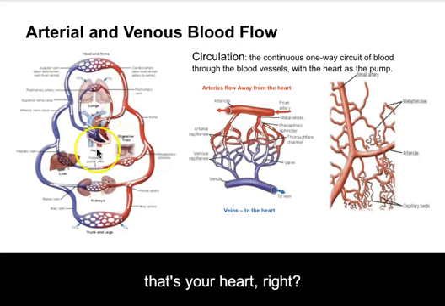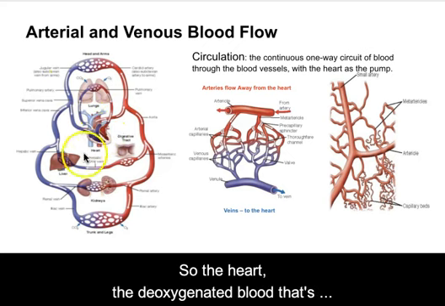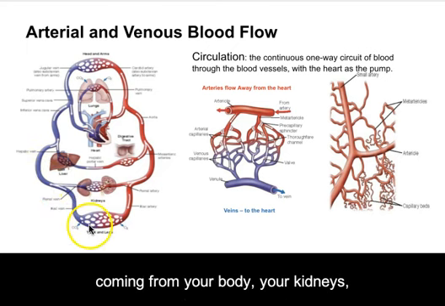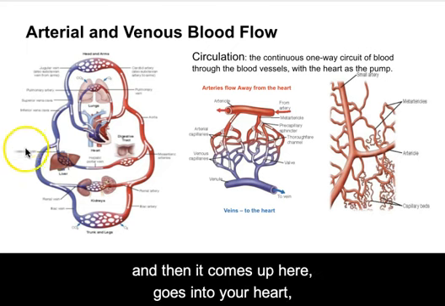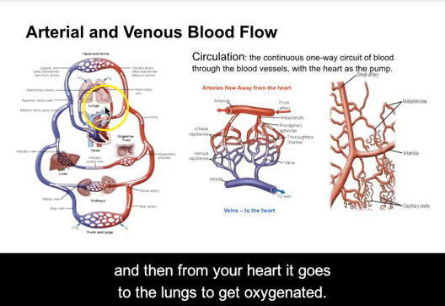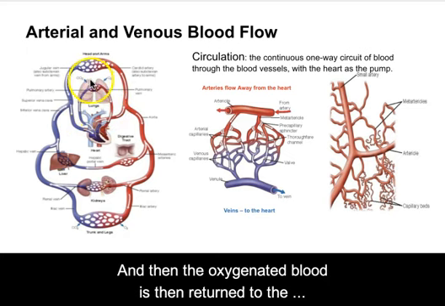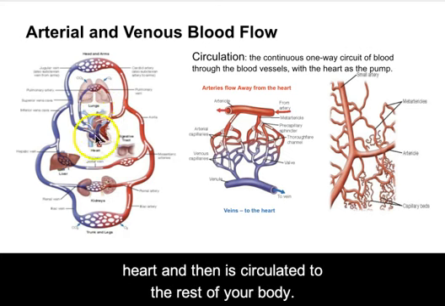If you notice here, that's your heart, right? So the deoxygenated blood that's coming from your body, your kidneys, your liver, everything, comes up here, goes into your heart, and then from your heart it goes to the lungs to get oxygenated, and then the oxygenated blood is returned to the heart and then circulated to the rest of your body.